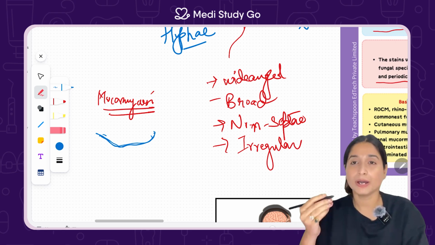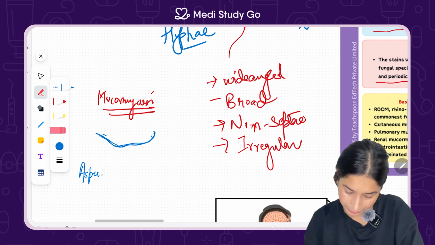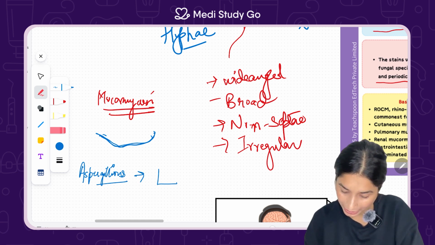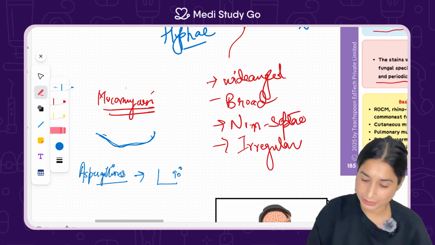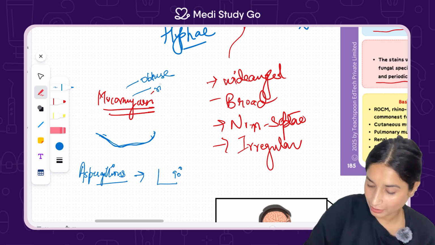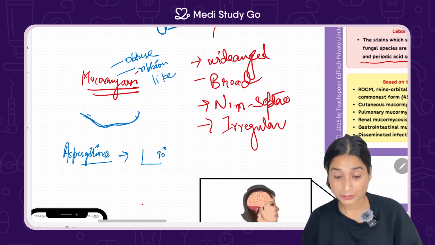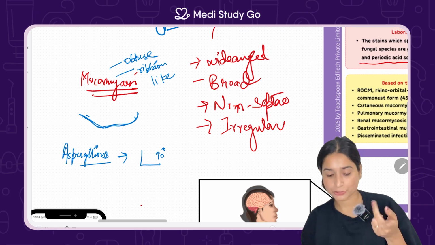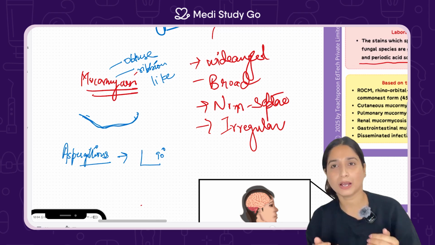Whereas there is one more fungal infection that is known as Aspergillus. For that, the hyphae are at an acute angle, a 90-degree angle, and they are not ribbon-like. So we can differentiate between these two: in mucormycosis the hyphae are at an obtuse angle and are ribbon-like. These are the two main things. This is also an important viva question: if you want to differentiate between mucormycosis and aspergillus under the microscope, how can you do it?